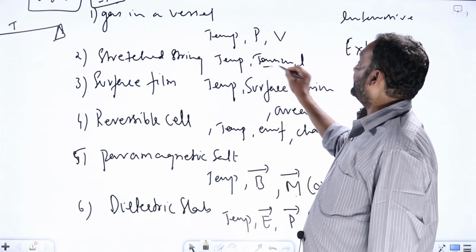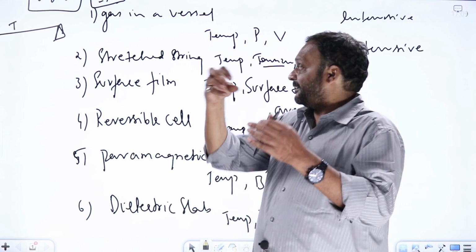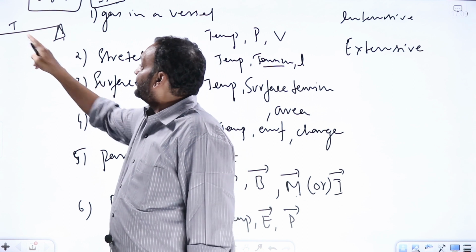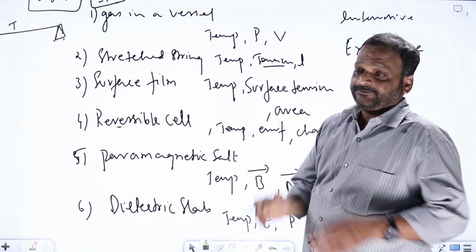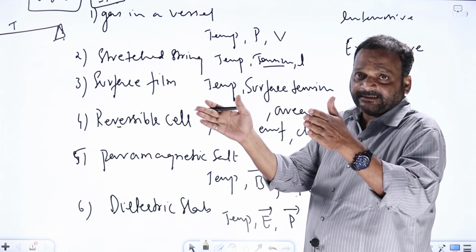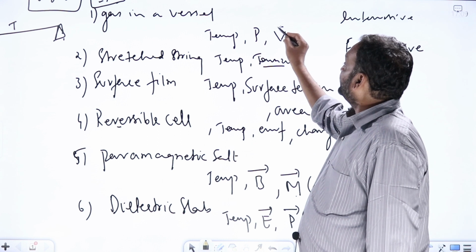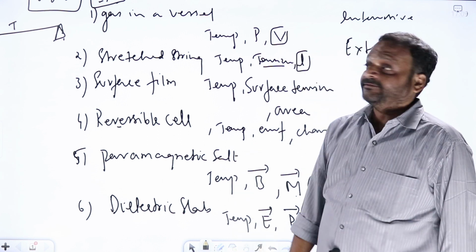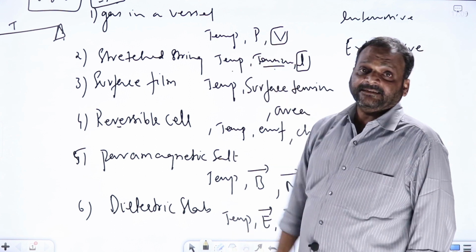Tension in the string also is an intensive variable, because tension depends on the amount of mass you are hanging from the string. But when you cut the string into two equal parts, its length becomes half. Meaning if you reduce the quantity of matter in that string, length is going to change. So volume in the case of a gas, and length in the case of a stretched string, are extensive variables. Temperature and tension, temperature and pressure are intensive variables.